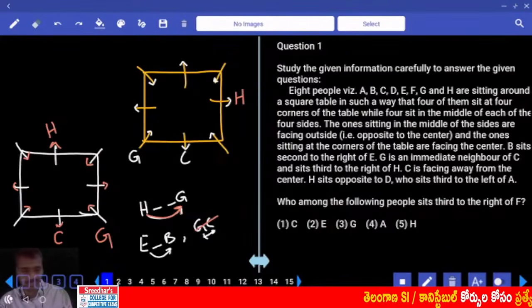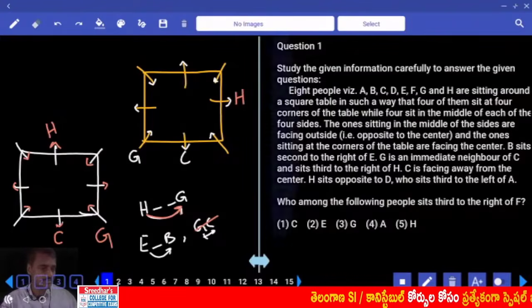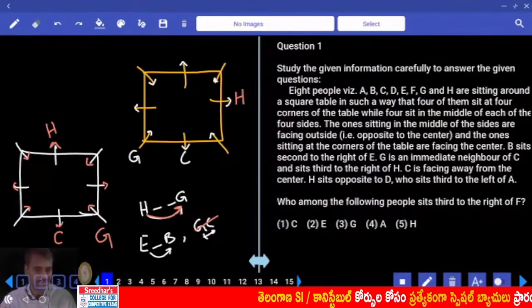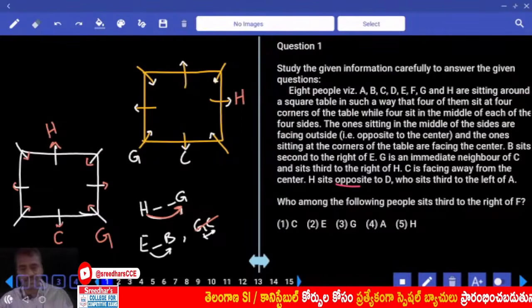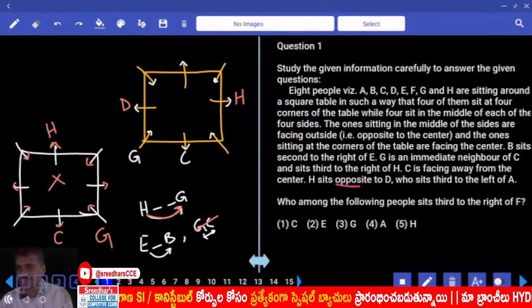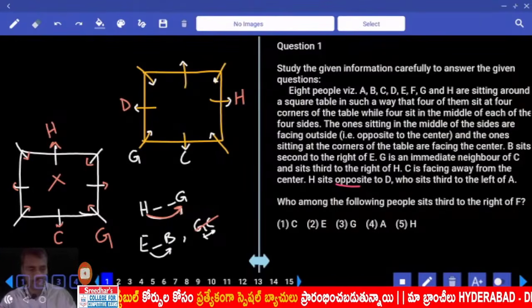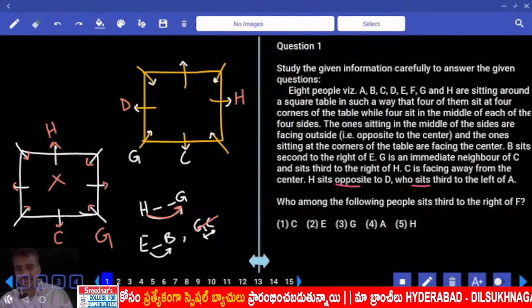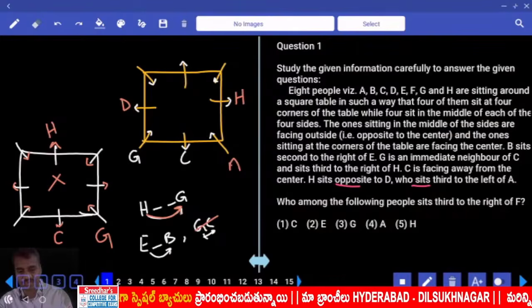Now E and B are in the alternate places. C is away from the center. H and D are opposite to each other. In this case, is it possible? No. We are left with only one. D is third to the left of A. Third to the left of A is here.